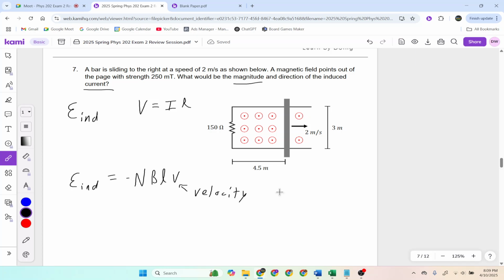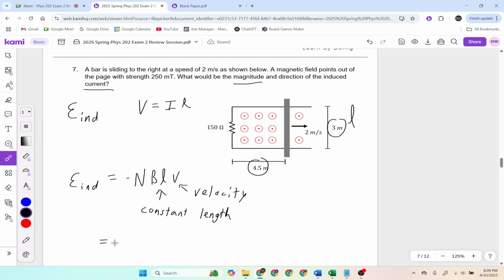Now, the question that's burning you right now is this L right here. I gave 2 lengths, 4.5 and 3 meters. So which one's the right one to use? I'll tell you. It's the 3. It's always the constant length. What do I mean the constant length? Isn't the 4.5 dimension getting longer, as I move this bar to the right? But the 3 meters is staying the same. So always choose the one that stays the same.